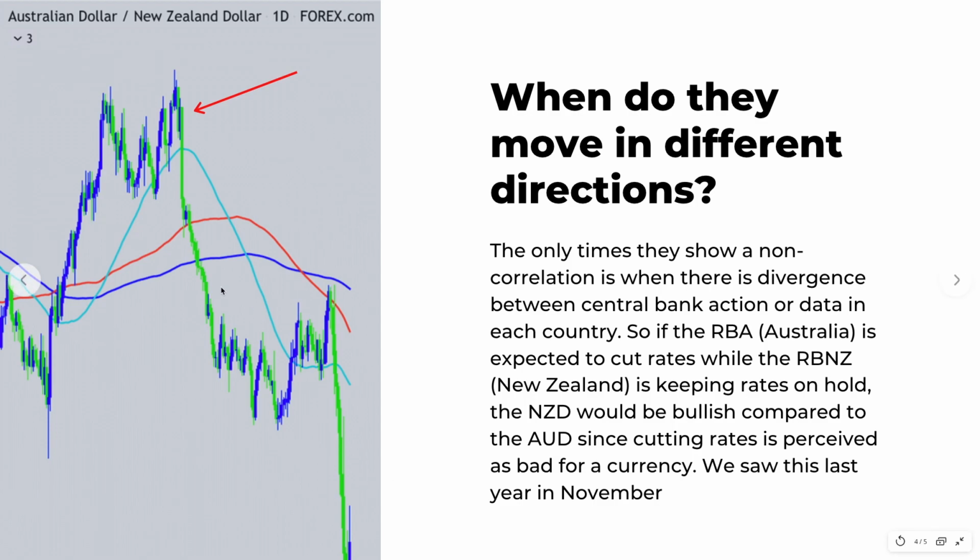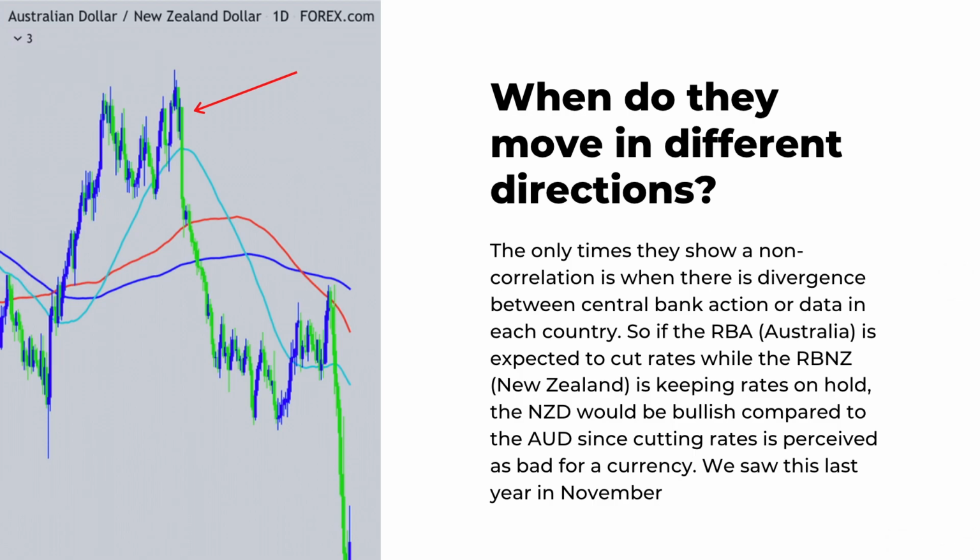Now, this image here, this was back in November. This is the daily chart for the Australian New Zealand. So right here in November, the RBA, which is the central bank for Australia, was expected to cut rates and ease. However, New Zealand, on this big candle here, held rates and said, we're not planning on cutting anymore. And so that caused, as you see, a massive shift in sentiment, and the New Zealand dollar became a lot stronger. Now, why is that?